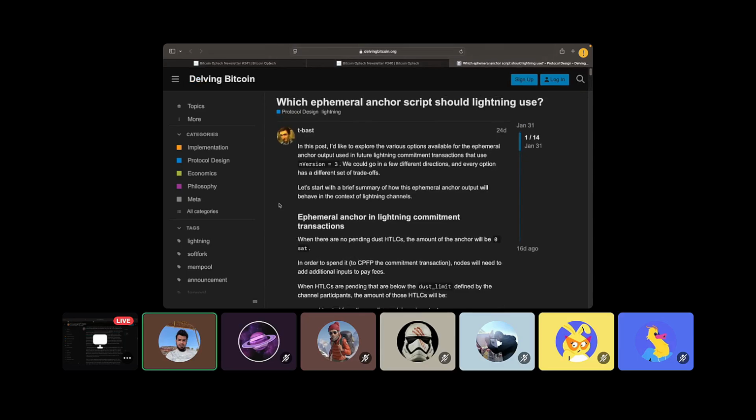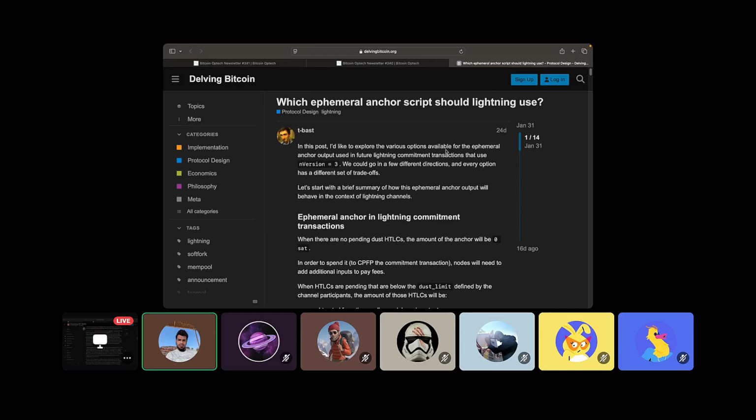In the post, I'd like to explore the various options available for the ephemeral anchor output used in future Lightning commitment transactions that use version 3. We could go in a few different directions, and every option has a different set of trade-offs. What are ephemeral anchors? Basically, ephemeral anchors are zero value outputs that are attached to the commitment transaction of a Lightning channel.